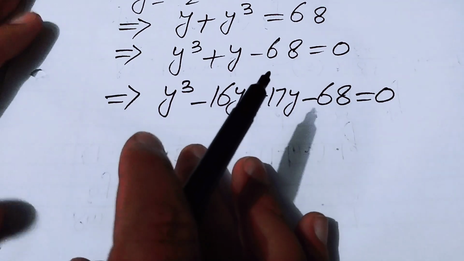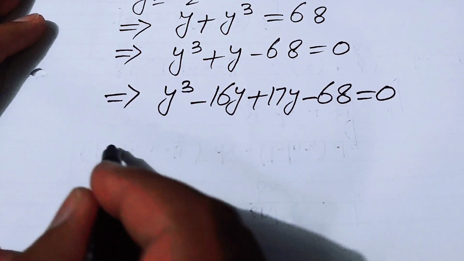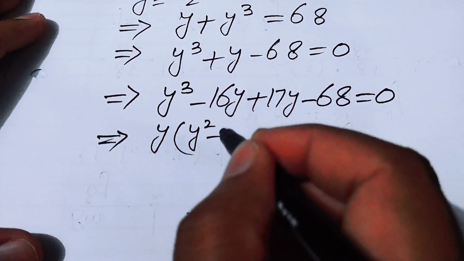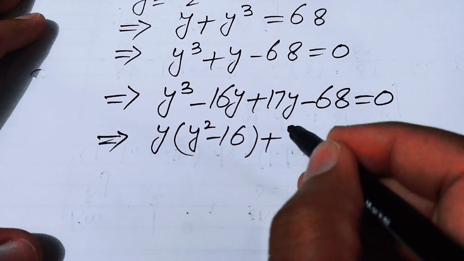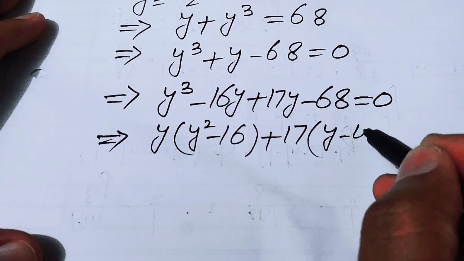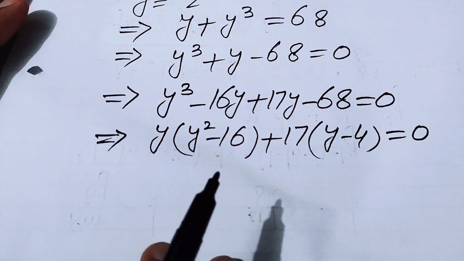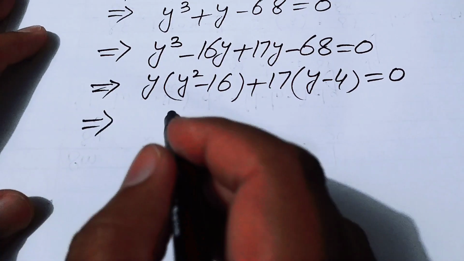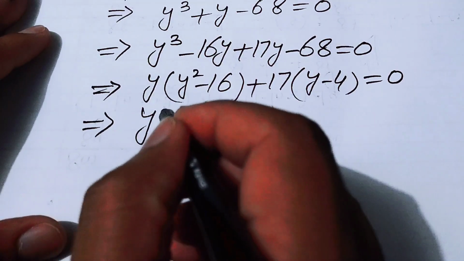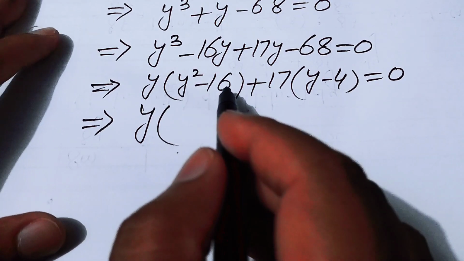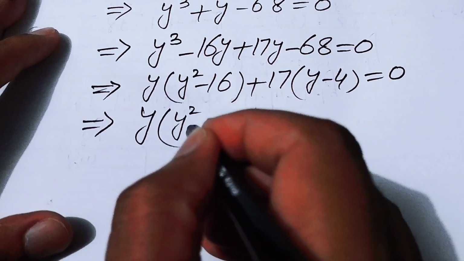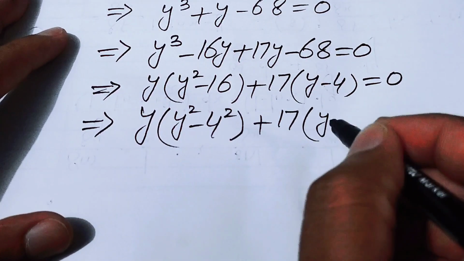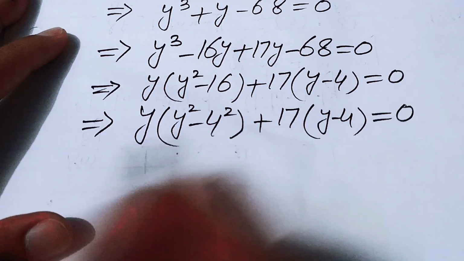And now we will take common from the first two terms and the last two terms. When we take common y here, you get y squared minus 16, plus here you take common 17 and you get y minus 4 is equal to 0. After this step I can make some other simplification here, and you get y into y squared minus 16, and we will write the 16 as 4 squared, plus 17 times y minus 4 is equal to 0.